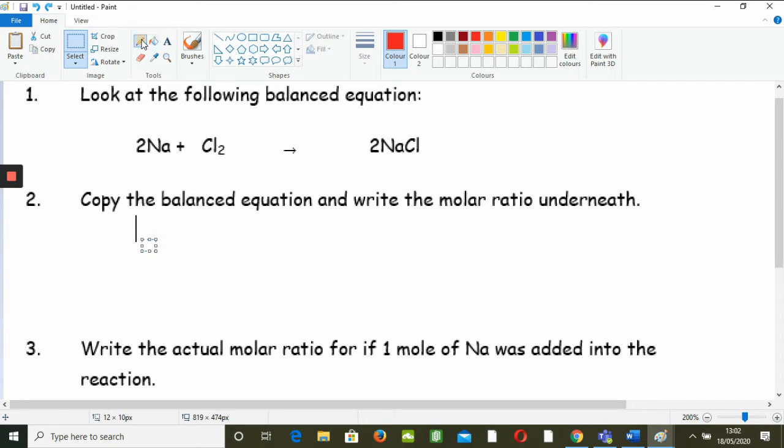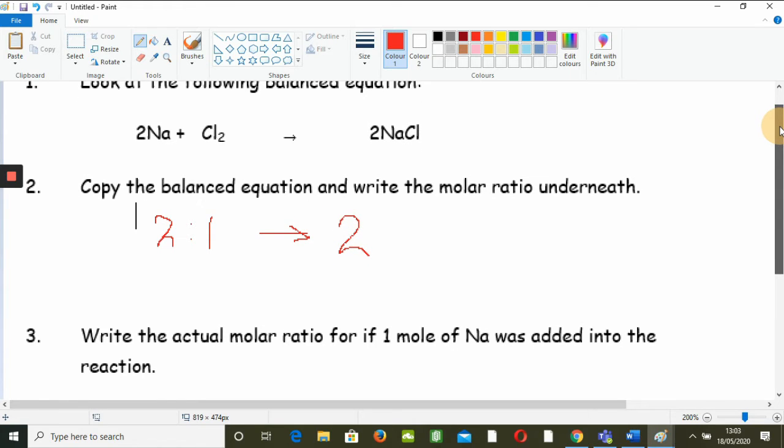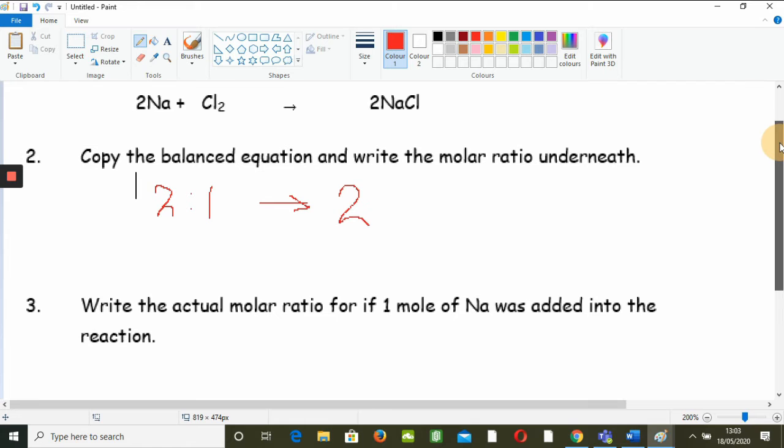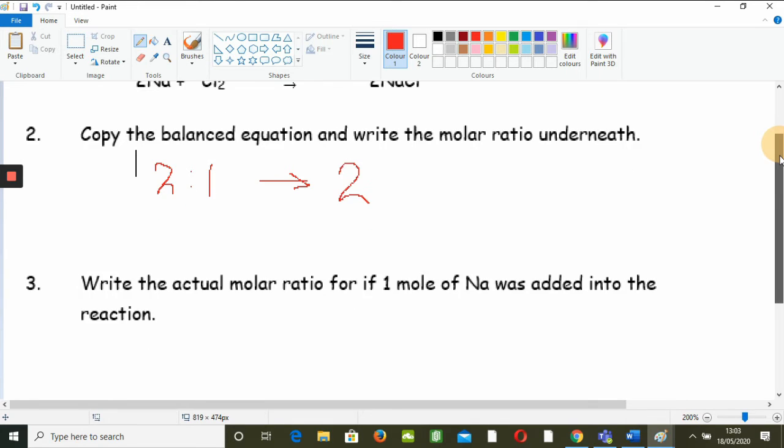So for this you would rewrite the equation, and then because there are 2 moles of sodium, you would just write a 2, then a ratio sign, then a 1 because there's 1 mole of chlorine, and then the arrow, which is present in the equation, and then there are 2 moles of sodium chloride. So that was the first question. I will need to refer back and forward to that balanced equation.